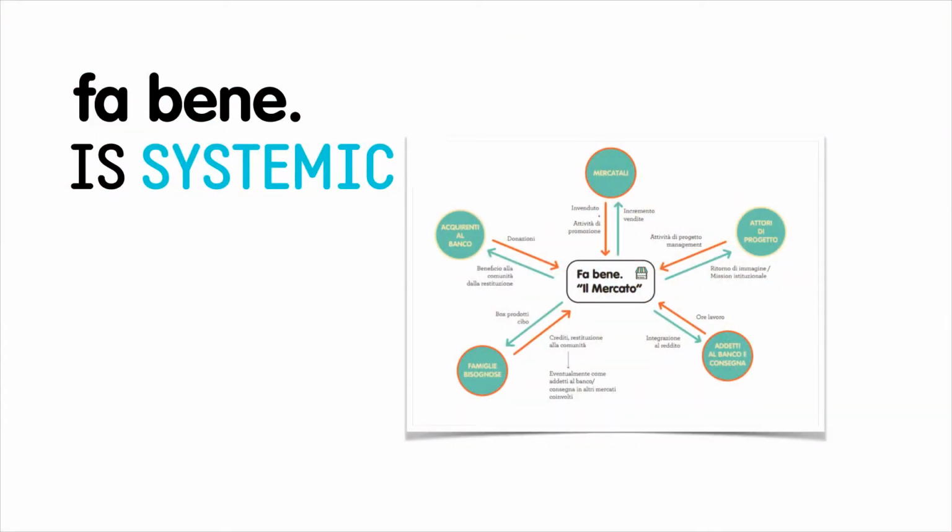Third, Fabene is systemic. So this slide, the image is a little bit small and in Italian, but the message is quite simple. Every circle represents a subject involved in Fabene. And at the center, you can find the street market. So our goal is to balance the system, balance input and output of every subject.